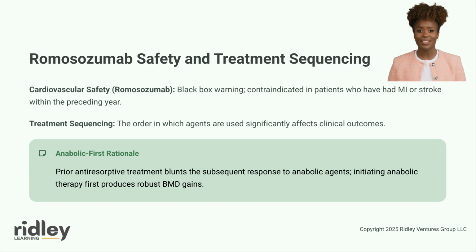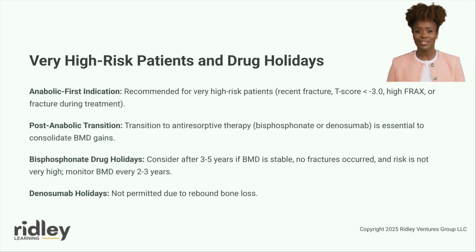Conversely, initiating anabolic therapy first in treatment-naive patients produces robust BMD gains that are then consolidated and maintained by subsequent anti-resorptive therapy. The position statement on goal-directed osteoporosis treatment has recommended consideration of anabolic-first sequencing for patients at very high fracture risk. These are patients with recent vertebral or hip fracture, multiple vertebral fractures, very low T-scores below -3.0, high FRAX probability, or fracture occurring during osteoporosis treatment.